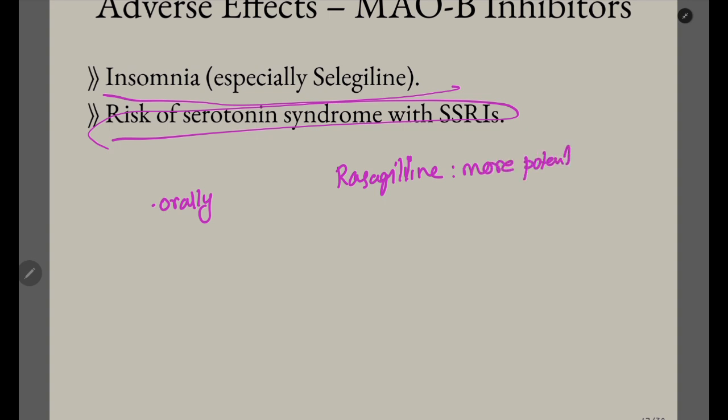than Selegiline. And do you know which are the metabolites of Selegiline? You have heard about it. Those are amphetamine and methamphetamine. Okay, so these are the metabolites of Selegiline, so they can lead to insomnia, anxiety, and nausea and vomiting.